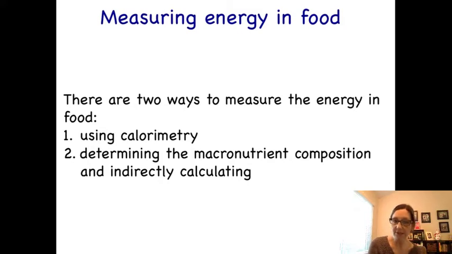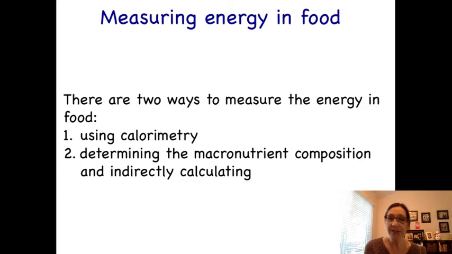One is using calorimetry, and the other is to determine the macronutrient composition of the food and to then indirectly calculate how much energy is found in that food based on how much protein, how much fat, and how many carbohydrates are present in the food. It turns out that there's a known amount of energy found in a gram of protein, a gram of carbohydrates, or a gram of fat.